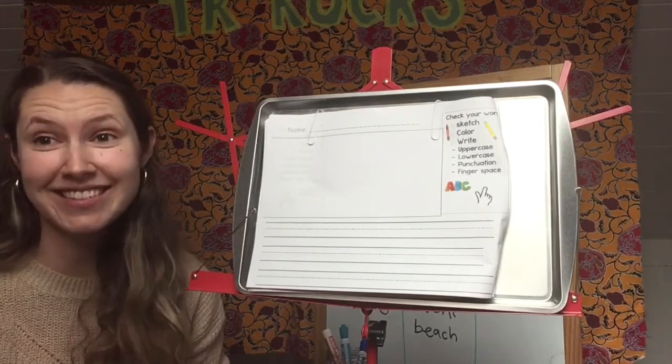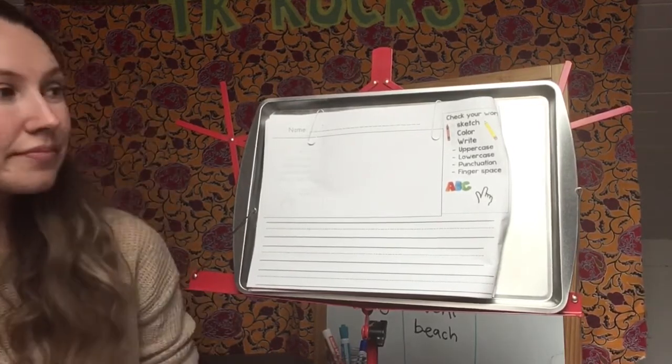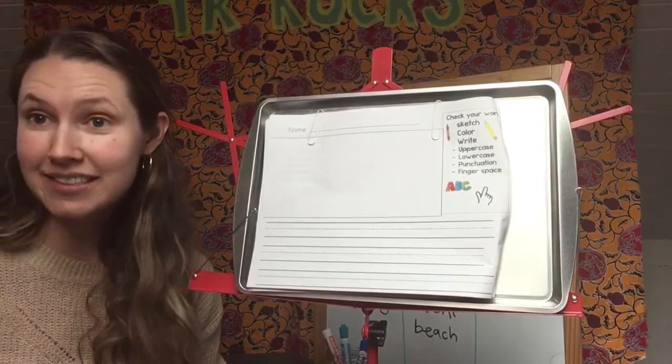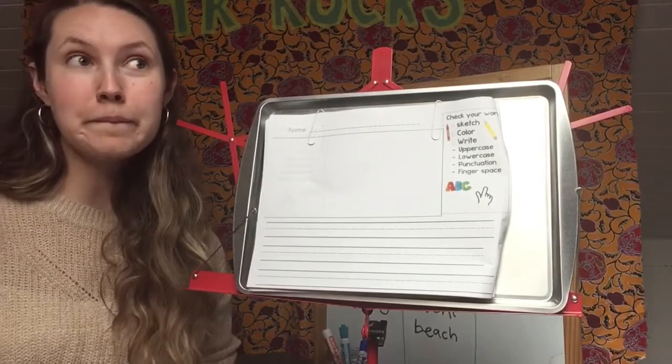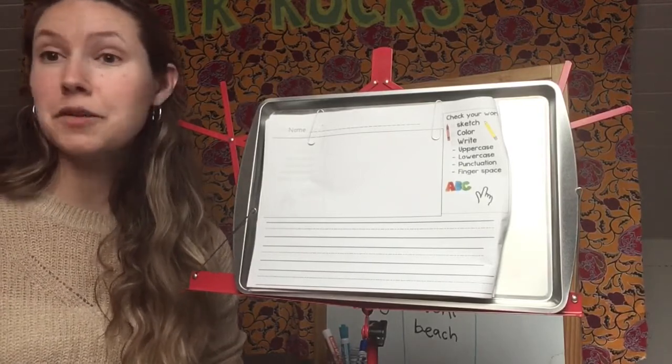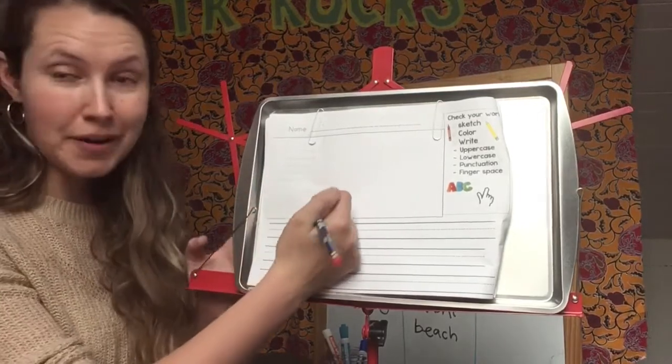That's a lot of things, but that's okay. We're going to get started and go through all of them together. So I'm going to begin by sketching like I always do. And today I think I want to write about going to the park because there's a park near my house that I like to go to. So I'm going to draw a picture of the park.